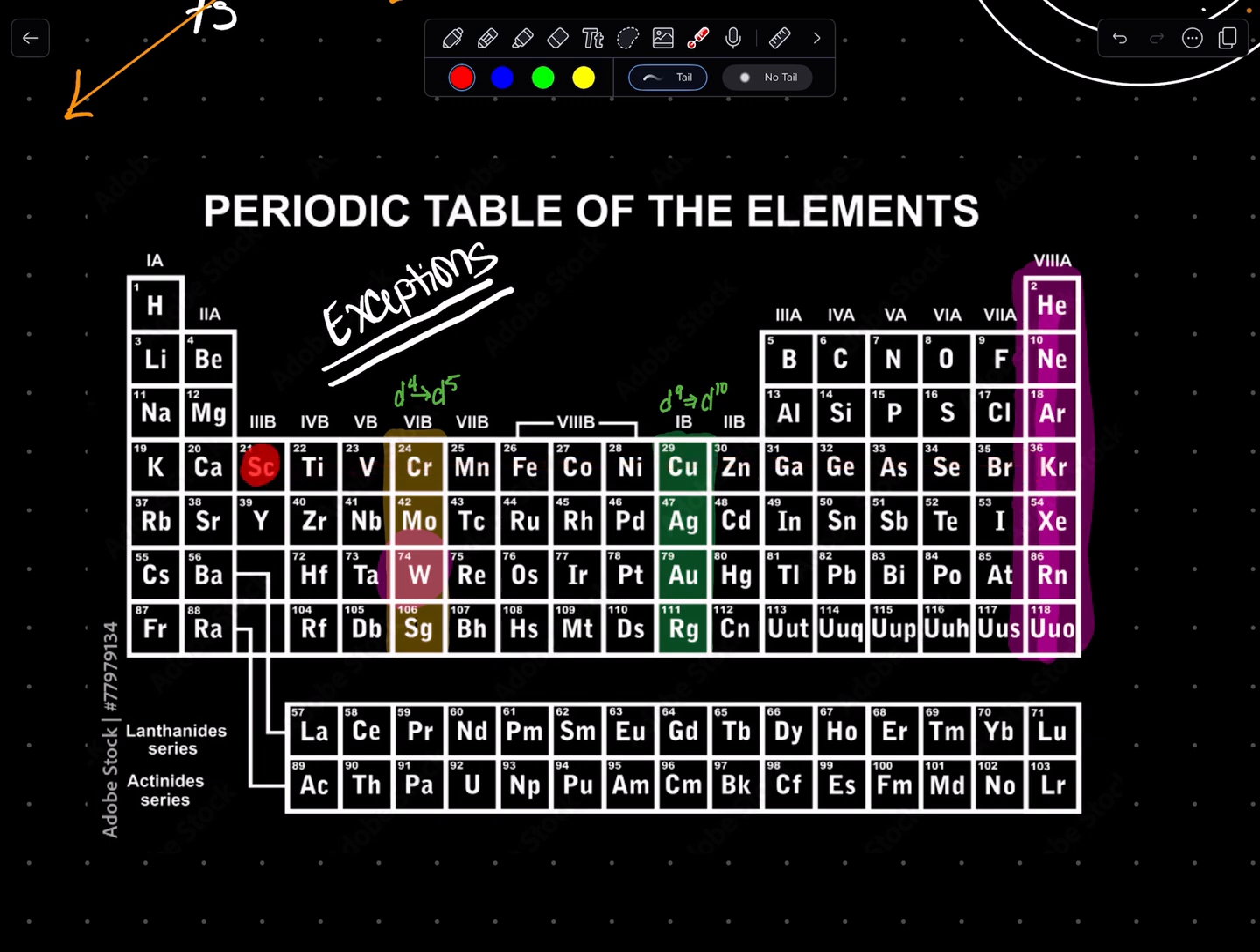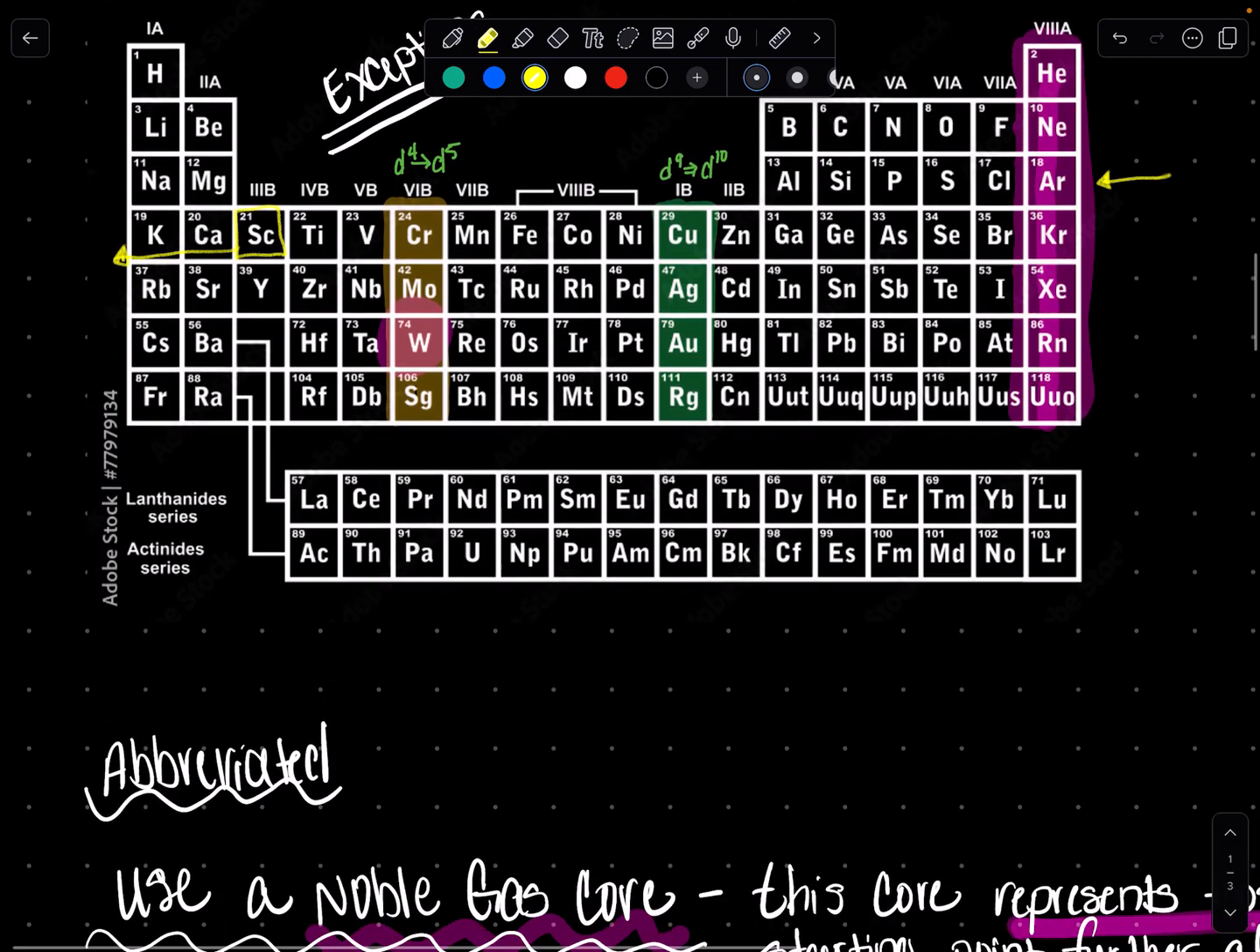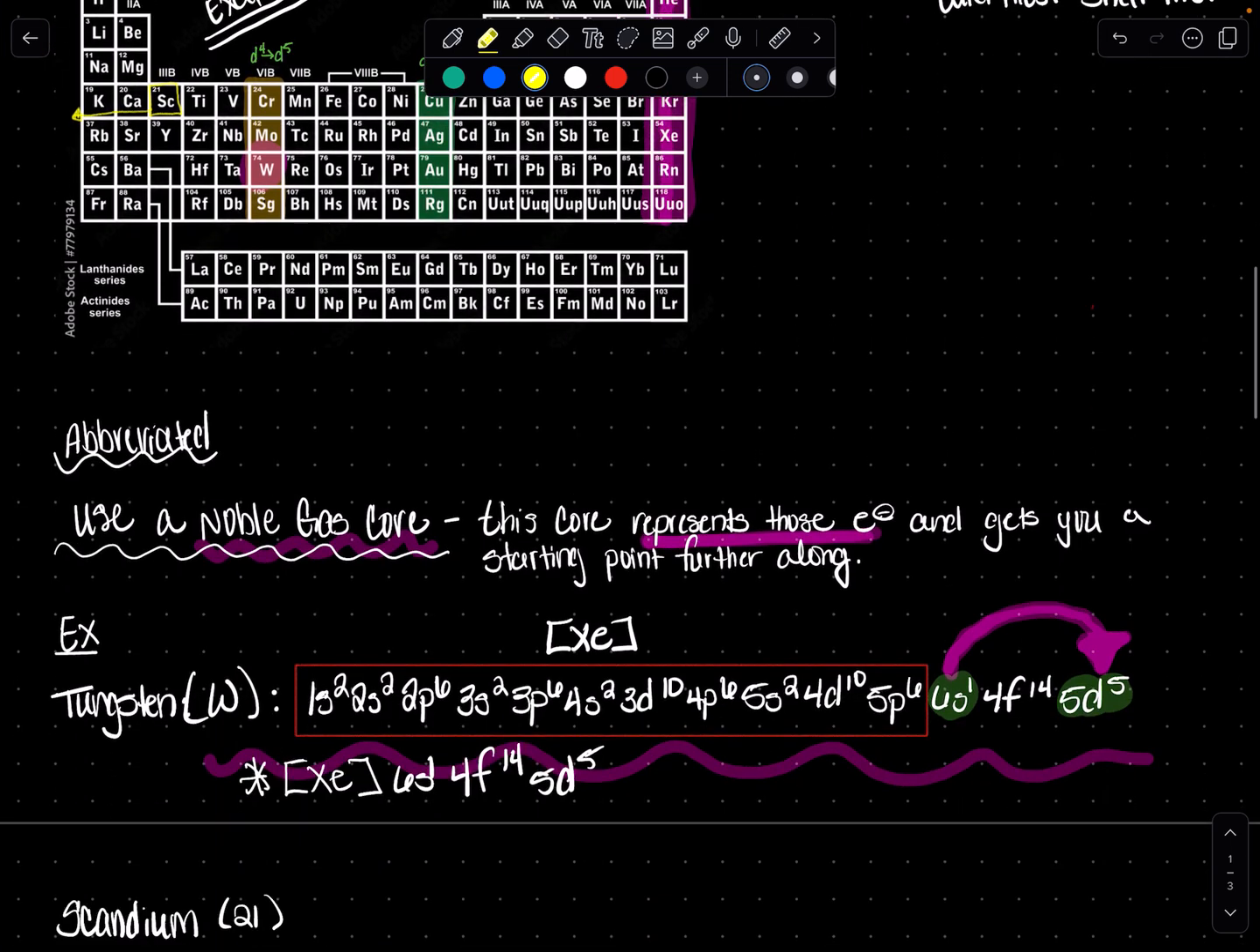For me to do the abbreviated electron configuration of scandium, I have to backtrack. For me to do it successfully, I have to backtrack all the way to my closest preceding noble gas, i.e. the one that comes before scandium. Scandium's right here, so I have to backtrack to my next available noble gas, which is argon at 18. And that would give me 18 electrons to work with, so I don't have to start out from 1, and then I can build off of that. I can't take them away, but I can add them. So you always use the closest preceding noble gas.